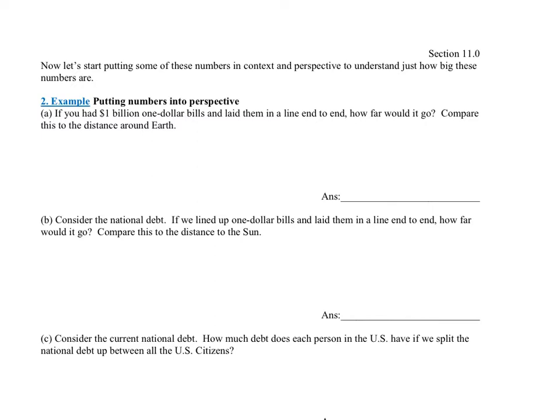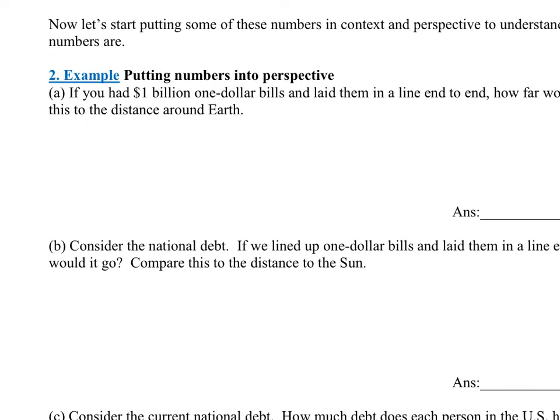So let's talk about this. We already talked about how big is a million, a billion, and a trillion, but let's look at this now. It says, if you had 1 billion $1 bills and laid them in a line end by end, how far would it go? How far do you think we could go? And so when we're in class, we'll have a rich discussion about this. So what you're thinking about is just taking a bunch of dollar bills and you're just going to line them up so they're touching end by end.